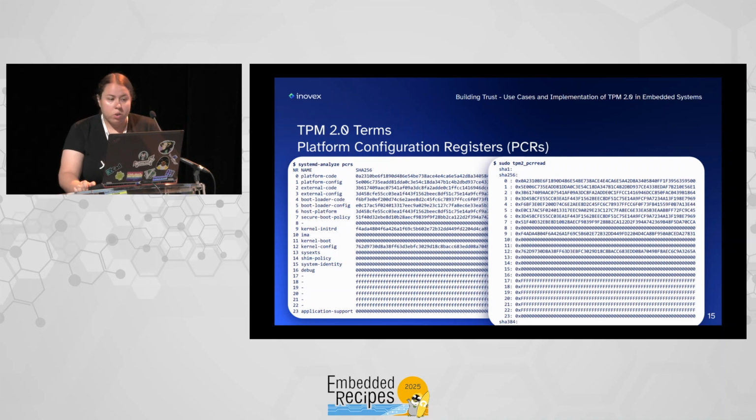If you want to have a look at your PCRs on your platform, there are several commands to do that. systemd-analyze, for example, or tpm2_pcrread. You can also try it out and check. The values shouldn't change normally between reboots. So even if you do an update, for example, the secure boot state must be the same.